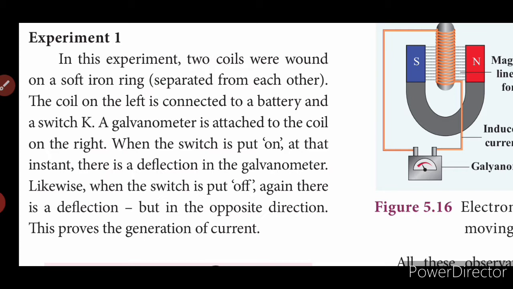So what he says is, the coil is connected to a battery and the galvanometer is attached to the coil on the right side. When you switch on the switch, at that instant there is a deflection in the galvanometer, and when you put it off, there is again a deflection, but in the opposite direction. One time when you switch on, it goes in the clockwise direction. When you switch off, it goes in the anti-clockwise direction. So this proves that there is a generation of current.